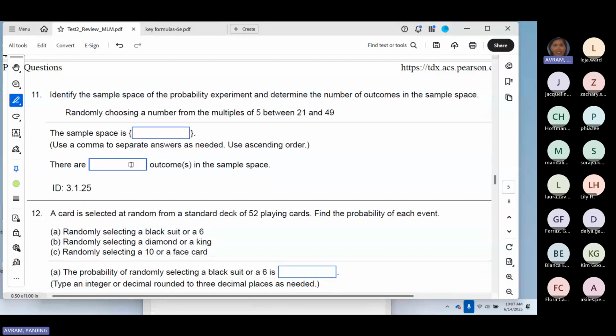Okay, number 11, what is the sample space? And how many outcomes are in the sample space? Okay, I give you another minute. Let's answer this one. Identify the sample space of the probability experiment and determine the number of outcomes in the sample space. Okay, so you randomly choose a number from the multiples of 5 between 21 and 49.